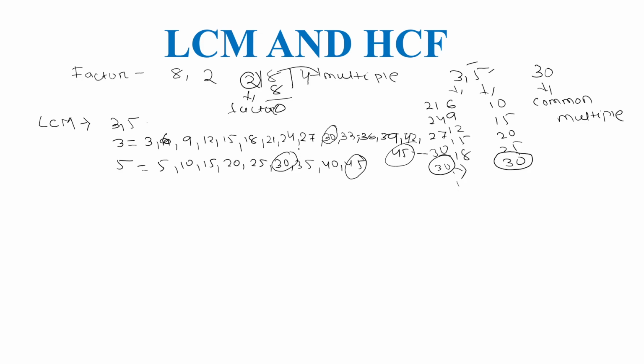Who is the least common multiple then? Here is also 15, and here also 15. Okay, common multiple is 15. So who is the least common multiple? सबसे छोटा common multiple कौन है? 15. So we can say the LCM of 5 and 3 is 15. Clear? This should be clear.